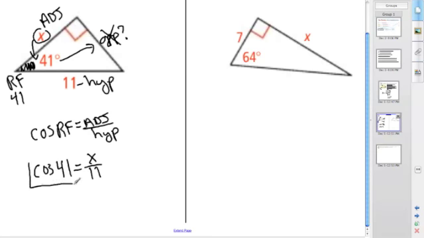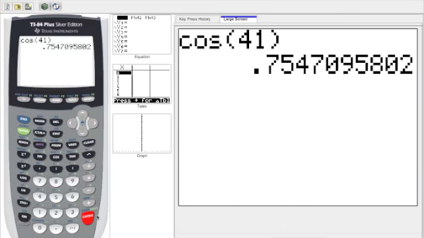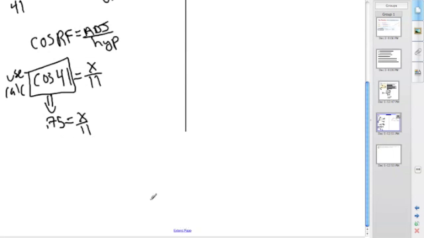So again, cosine of 41. We have to use the calculator. So you go to your calculator and hit cos 41. So, calculator, cos 41 is 0.75. Equals x over 11. Solve for x. Multiply both sides by 11. Cross out. X equals 0.75 times 11. Eight and a quarter.